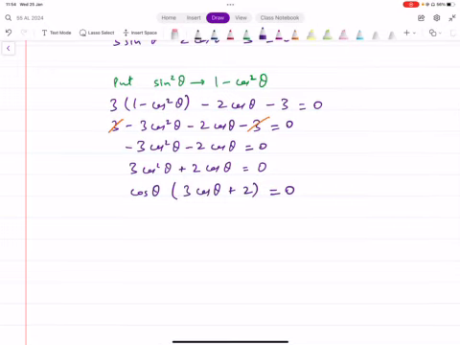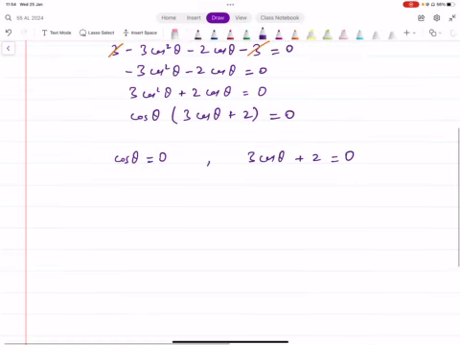Cos theta into 3 cos theta plus 2 equals 0. That means either cos theta equals 0 or 3 cos theta plus 2 equals 0. Because if the product is 0, that means at least one of them has to be equal to 0. So we have either cos theta equal to 0 or cos theta equal to minus 2 over 3. Now we solve these two equations one by one.